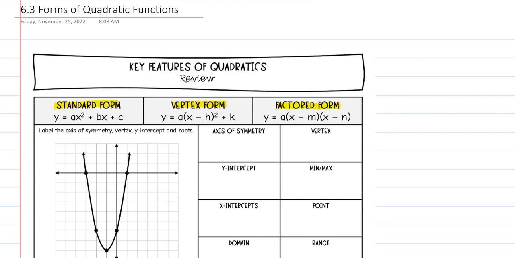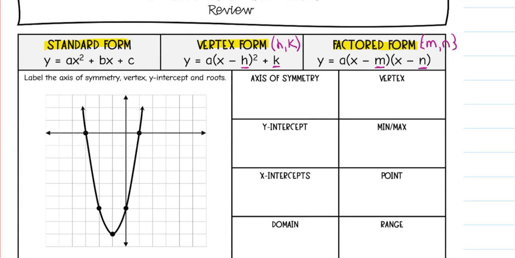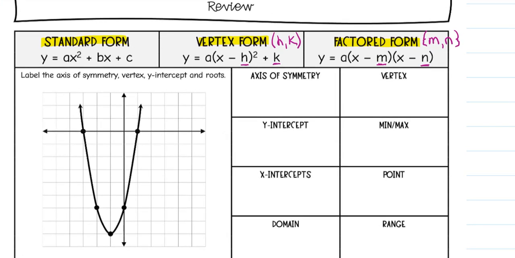In vertex form, it literally is giving us the vertex, as we can recognize that h and k will give us the vertex of the parabola, or the lowest or highest point. In factored form, the m and the n are the roots, or the solutions, or the x-intercepts of the parabola. Let's go ahead and take a look at the parabola in front of us so that we can identify more of the features on our parabola.